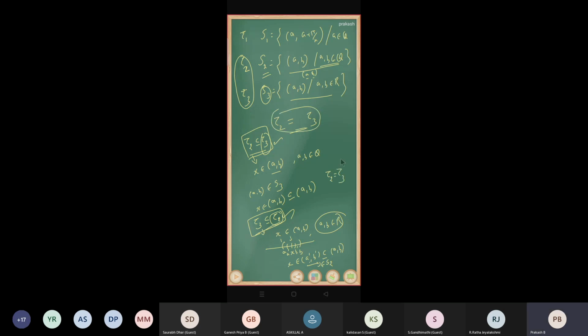Now we are going to compare tau 1 and tau 2. Among the options, the first is tau 1 equals tau 2, and tau 3 contains tau 1. The second option is tau 3 properly contains tau 2, which is wrong, as we already proved. So we want the first and third. We are going to guess that tau 1 is equal to tau 2.